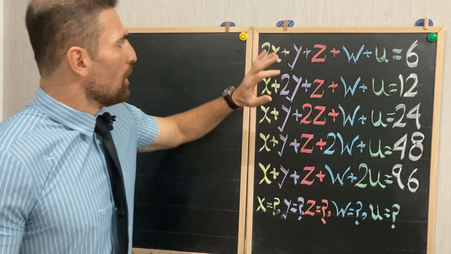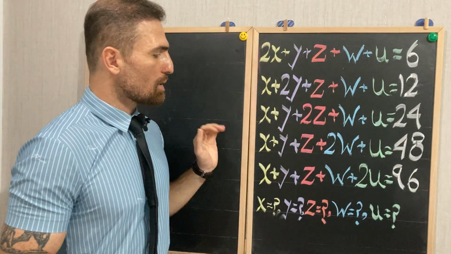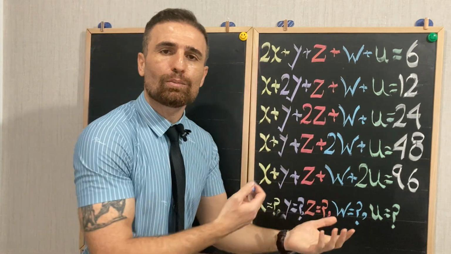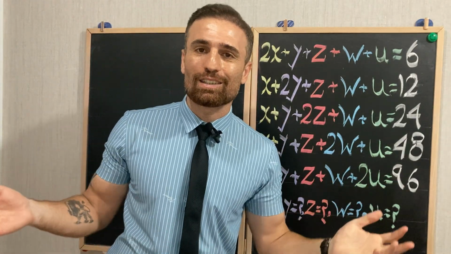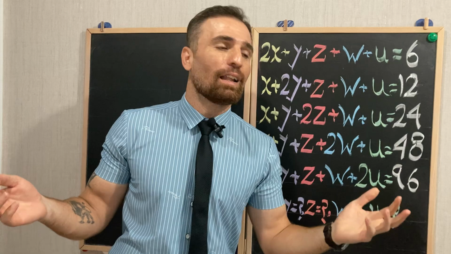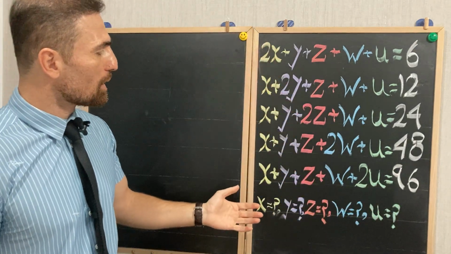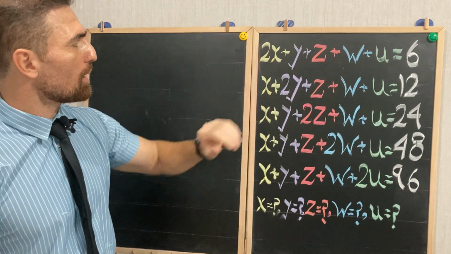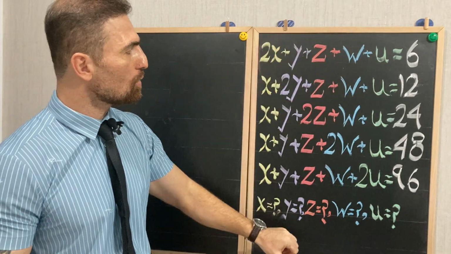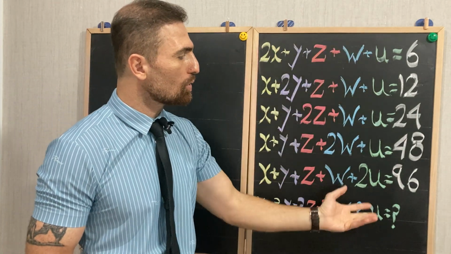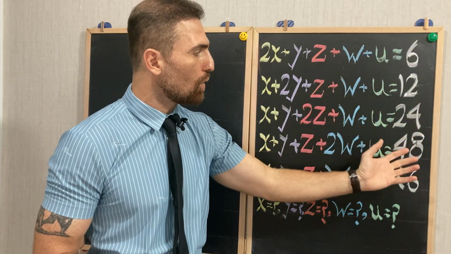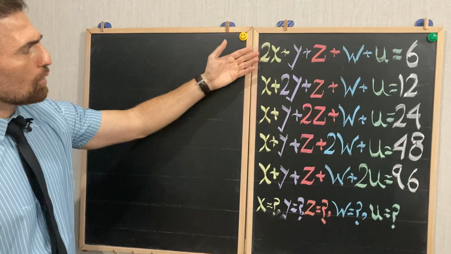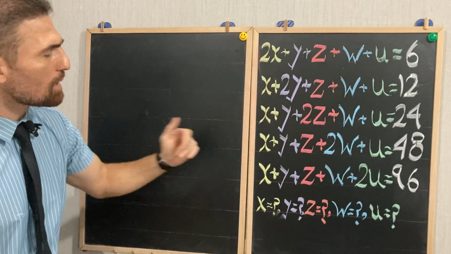Look, we have 5 equations, 5 variables. It is enough. We add them together. Just addition, nothing more, nothing less. We need to add all x together, all y together, all z together, all w together, all u together. At the end, 6, 12, 24, 48, and 96 together. But how many x do we have here? 2, 3, 4, 5, 6 x.